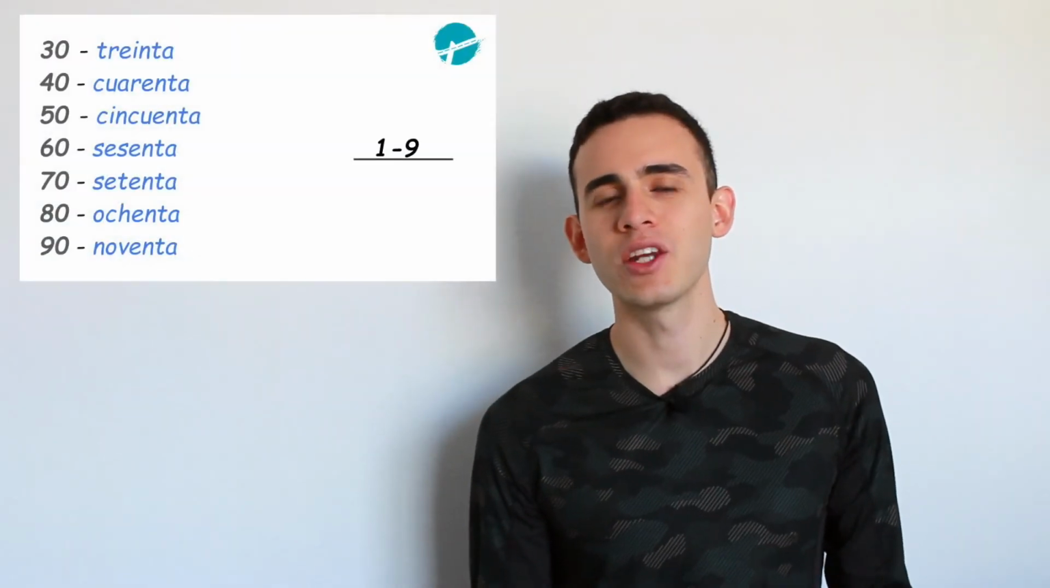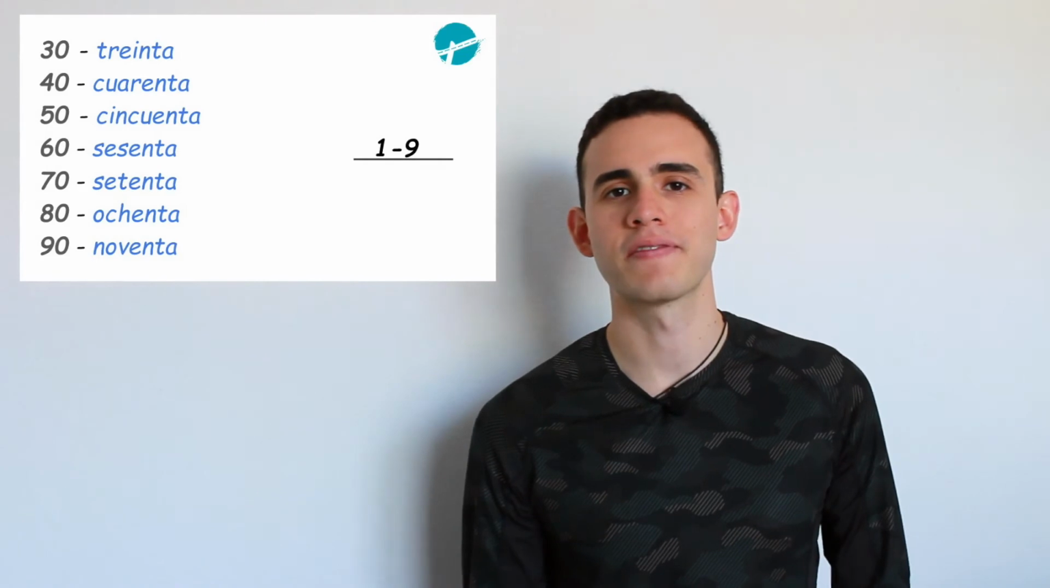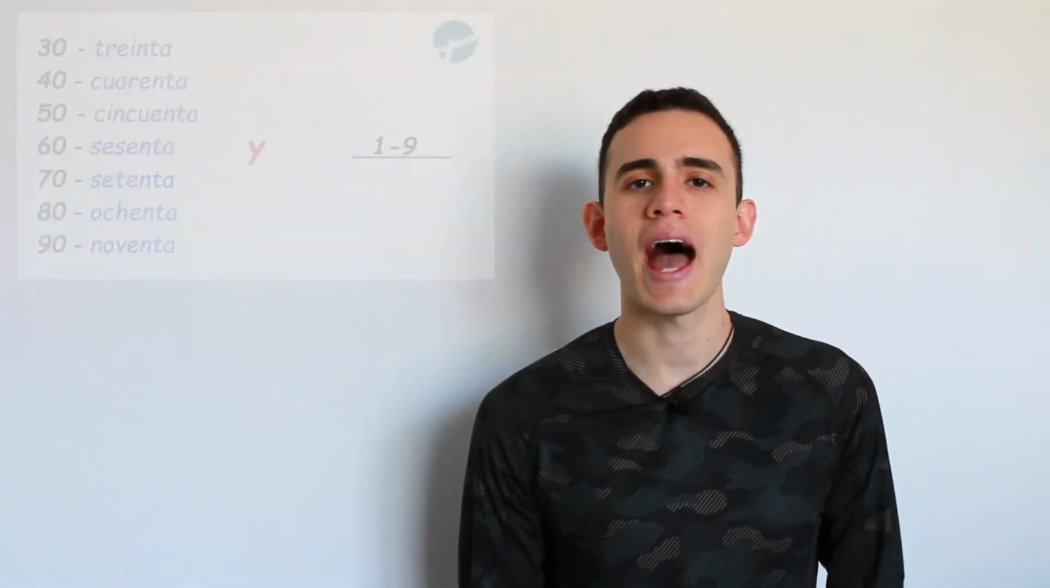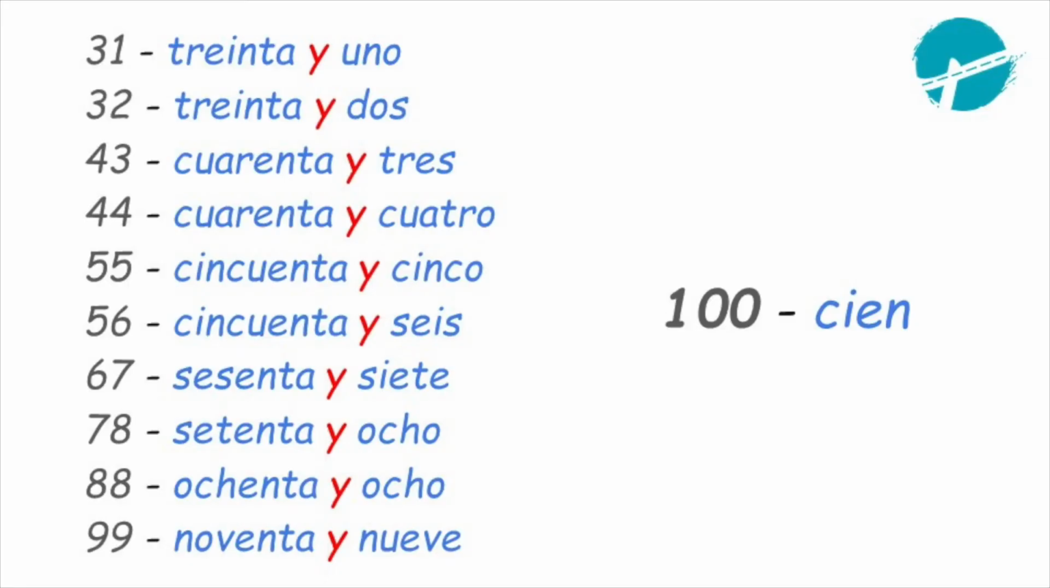Now you just need to add the numbers from 1 to 9 to the multiples of 10 to construct the rest of the numbers. The way you link the first and the second word is by adding the letter Y between them. The letter Y alone means and. So 31 in Spanish would literally be 30 and 1. Let's look at some examples.